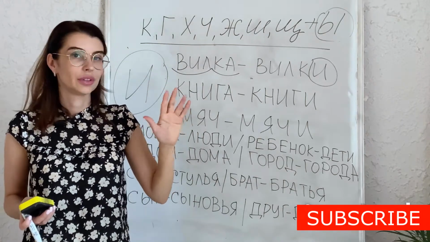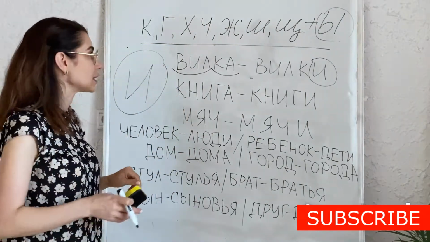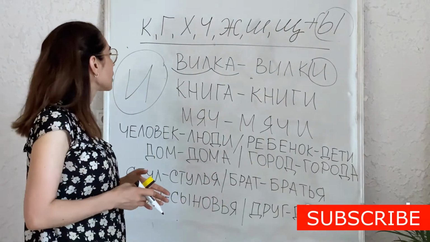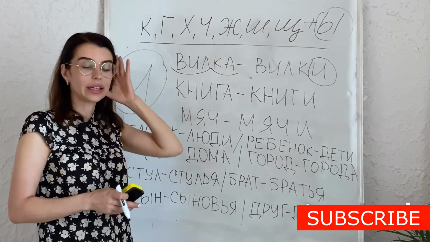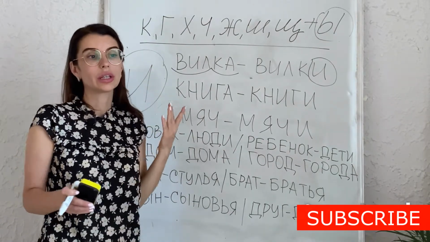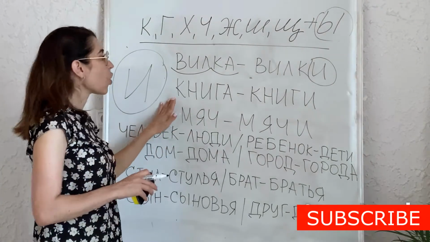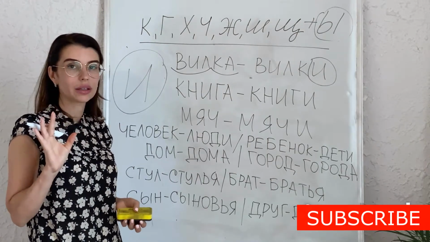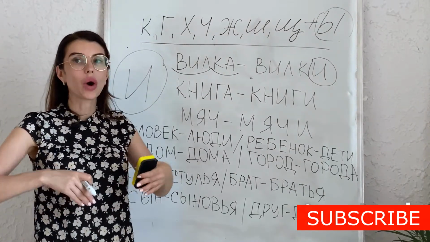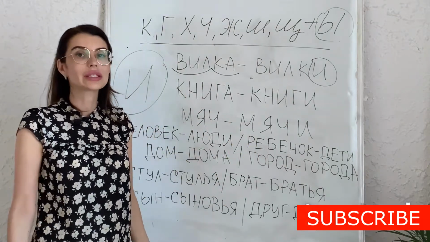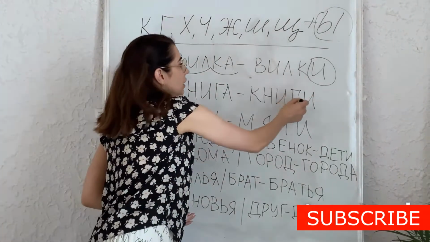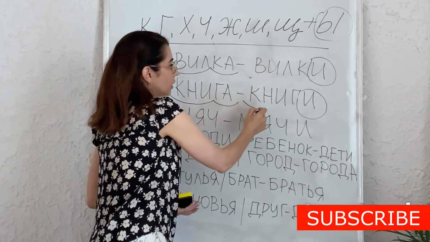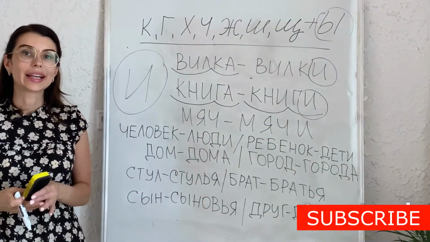5 million. We can say it is Vilki. Это Vilki. So, книга. Книга in Russian is a book. So, one, одна книга. But if we want to say a lot, we have to say книги. Книга, книги.